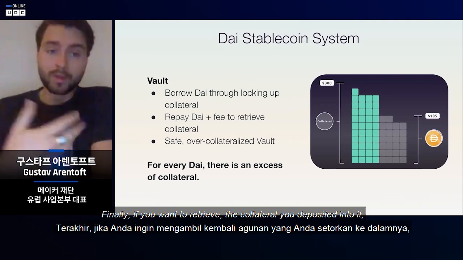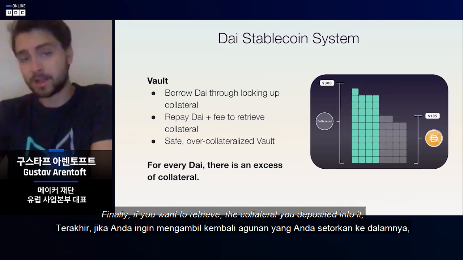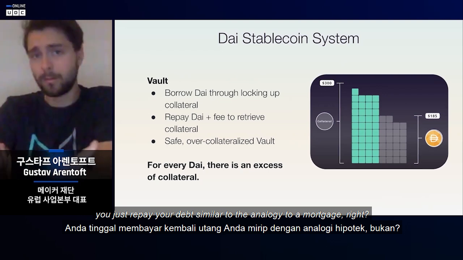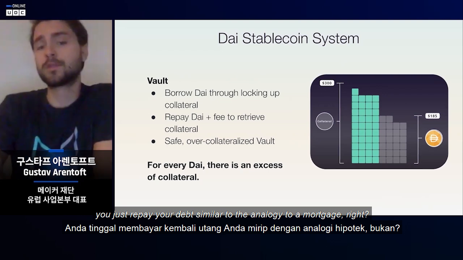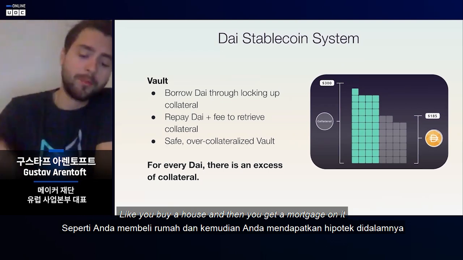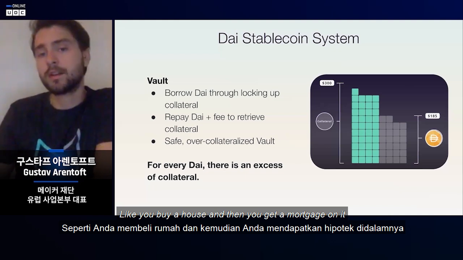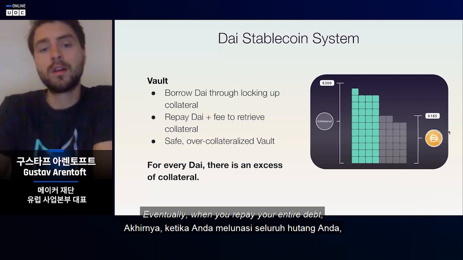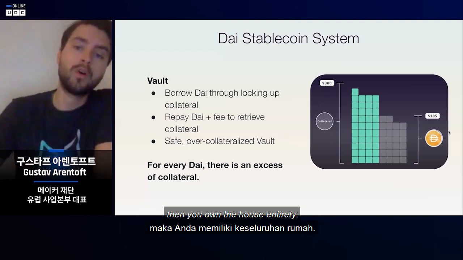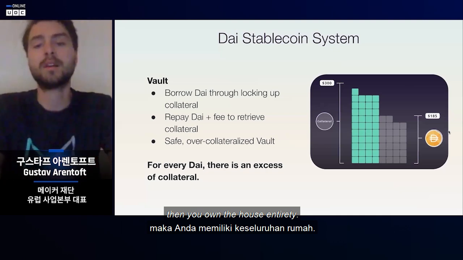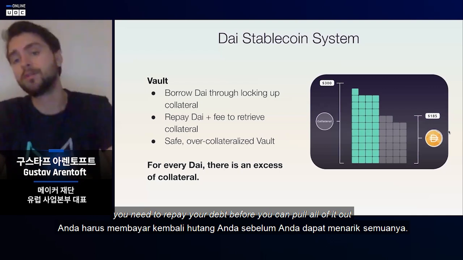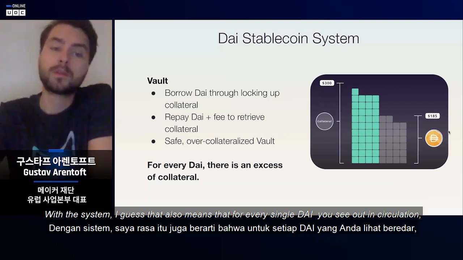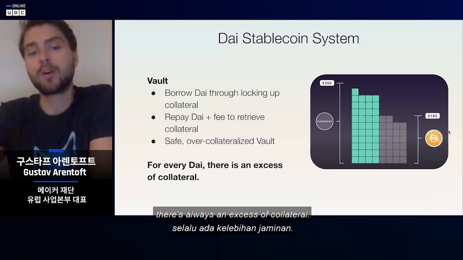And then finally, if you want to retrieve the collateral you deposited, you just repay your debt. The analogy is often to a mortgage, right? You buy a house and then you get a mortgage on it that you basically use to pay off the house, and then eventually, when you repay your entire debt, you own the house in entirety, right? So here again, if you want to retrieve your collateral, you need to repay your debt before you can pull all of it out. And with a system like this, that also means that for every single DAI you see out in circulation, there's always an excess of collateral.